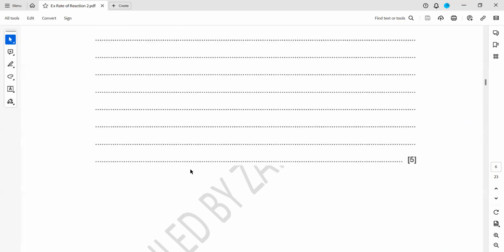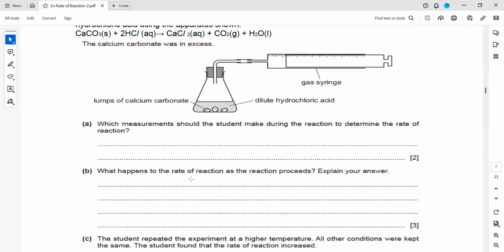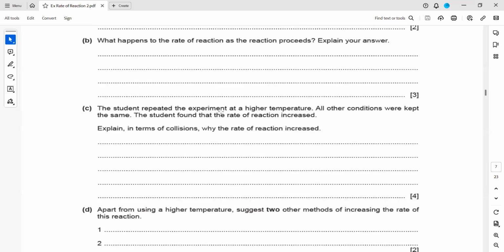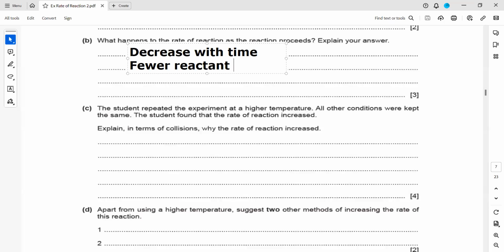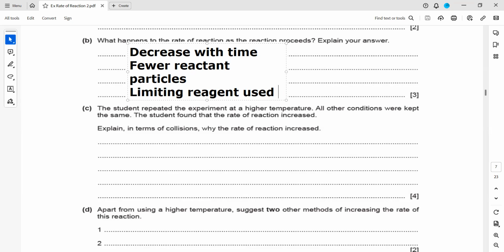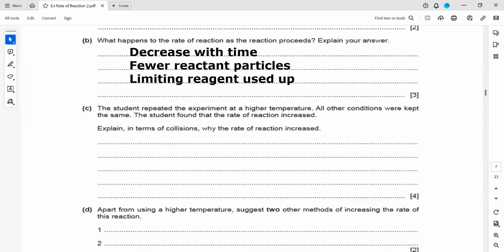So what happens to the rate or speed of a chemical reaction? A 3-mark question. How do you score 3 marks? First, mention that the rate of a reaction decreases with time. And why does the rate decrease? Because there will be fewer reactant particles. And eventually the limiting factor, which in this case is hydrochloric acid, the limiting reagent, will be used up. The excess one, calcium carbonate, will be left behind when the reaction stops.